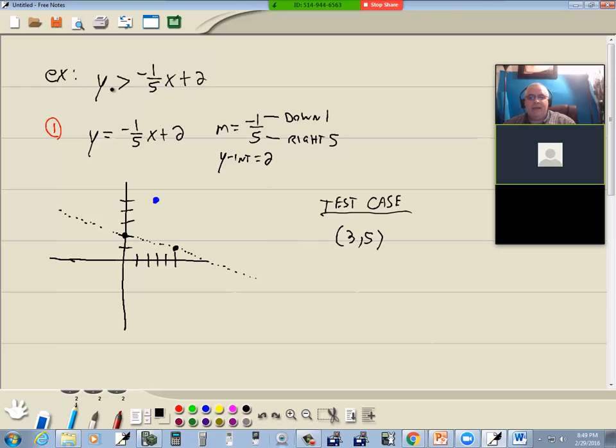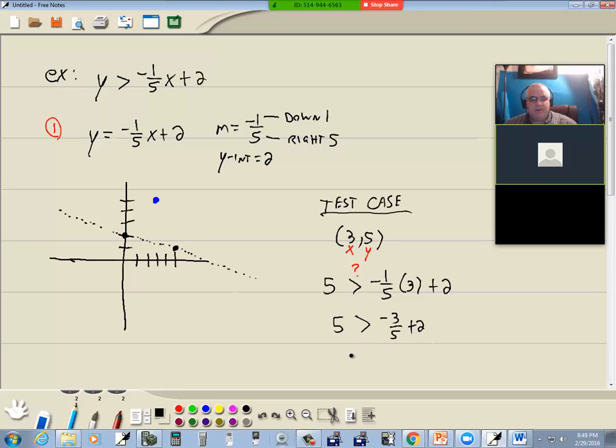Now we're going to plug that back into our original inequality. This will be our x, remember, and this is our y. So we'll put 5 in for the y. It's greater than negative 1/5 times x, that's 3, plus 2. And this is a question mark at this point. We're not stating it's greater, we're checking to see if it's greater. So then we got negative 3/5 plus 2.